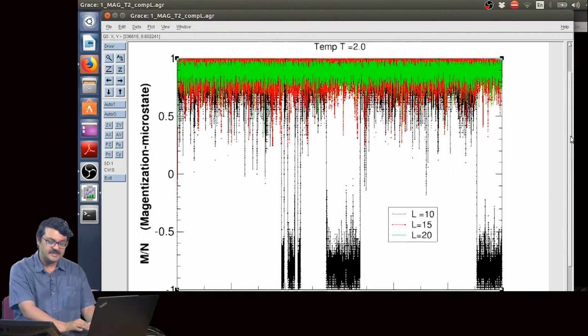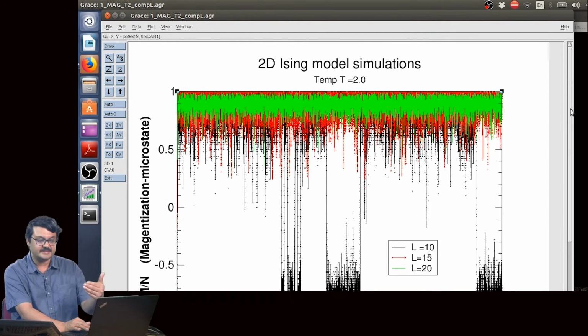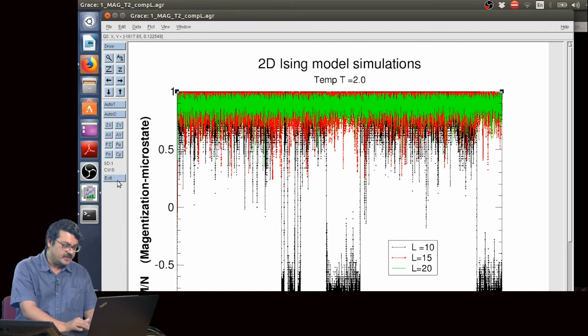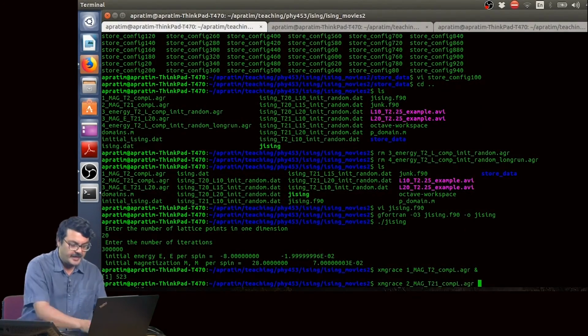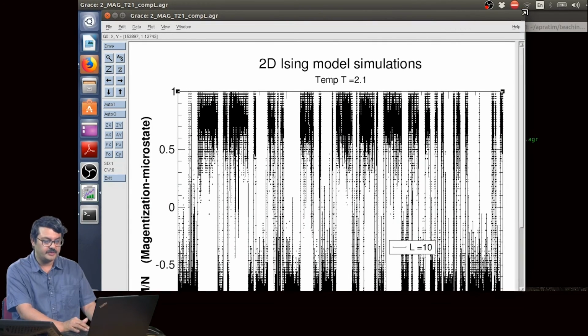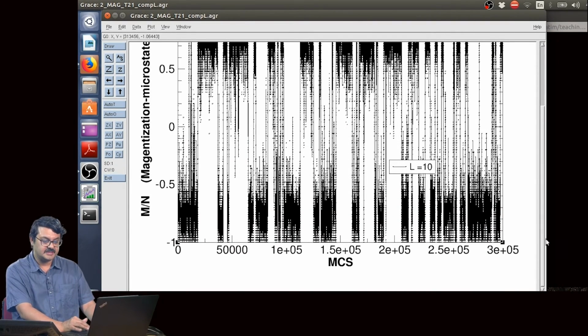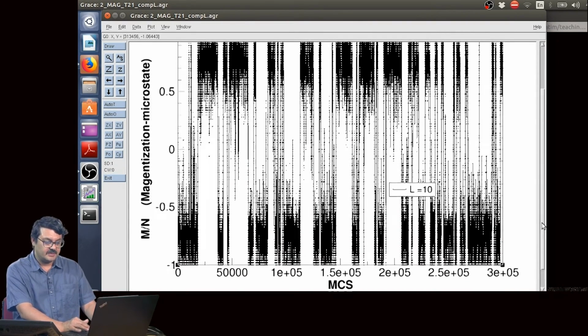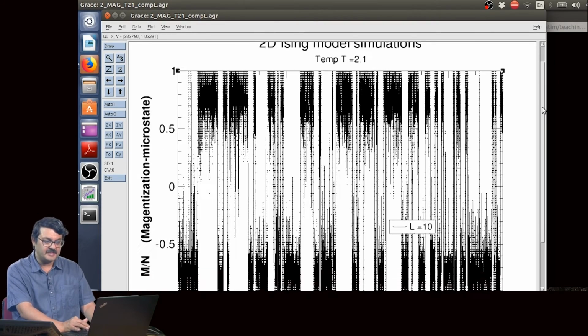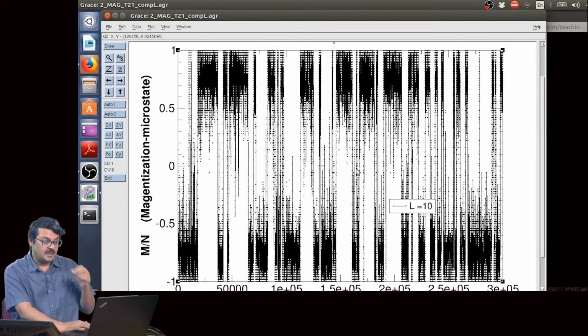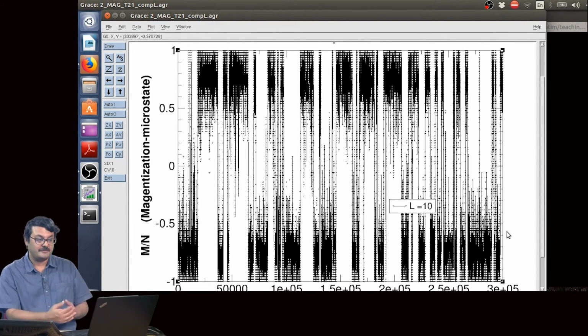So, let us try to see what happens when you increase the temperature slightly. I have already done that, and here is the data for L equal to 10 up to 3 lakh Monte Carlo steps at a temperature of 2.1. Here we see that when we increase the temperature to 2.1, there are rapid flips where the magnetization of the L equal to 10 lattice goes from plus to minus, back to plus, back to minus, and so on and so forth. It becomes much more frequent.